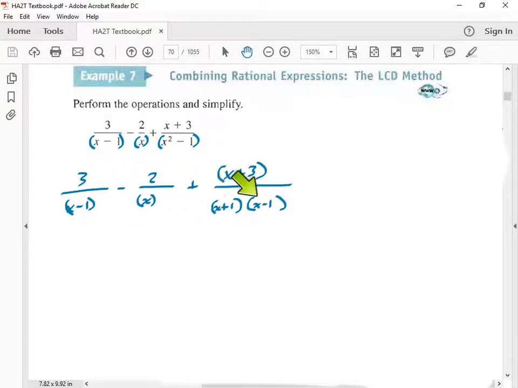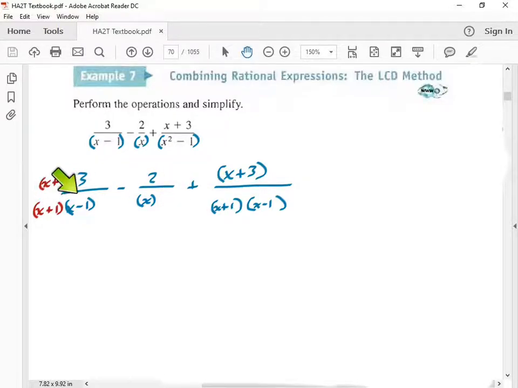Now, what's my common denominator? This one has an x plus 1 and an x minus 1. This one has just an x minus 1. What does this one need to look like that one? An x plus 1. So I'm going to put an x plus 1 right here. So now he kind of looks like that last one. Actually, he looks exactly like that. This denominator is now common with this denominator. But what about this one?